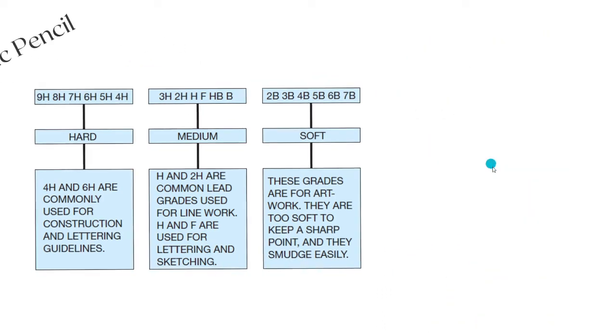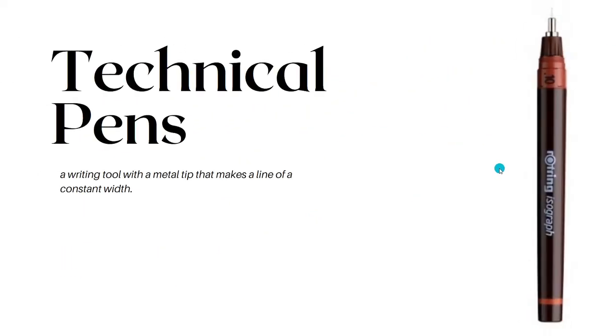Okay, very good. Next is technical pens. A technical pen is a writing tool with a metal tip that makes a line of constant width. Constant width na siya. So that's what differentiates it from other pens.